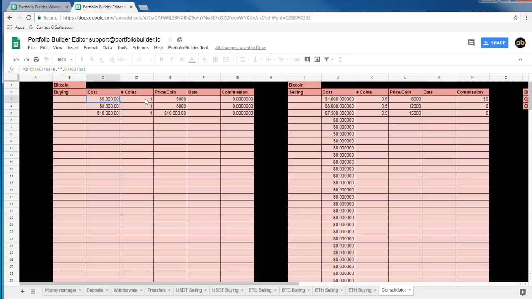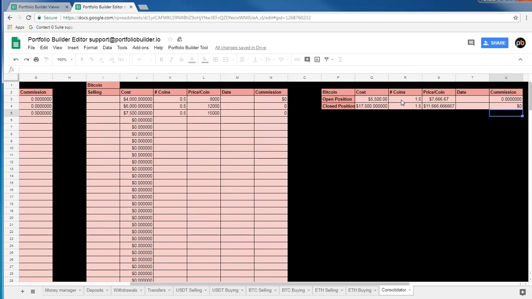So I said that I bought 1 coin for 5,000, 1 for 8,000, 1 for 10,000, then I sold half a coin for 8,000, sold half a coin for 12,000, and half a coin for 15,000. And this summarizes it into 2 entries that can be placed into Bitcoin buying and Bitcoin selling.